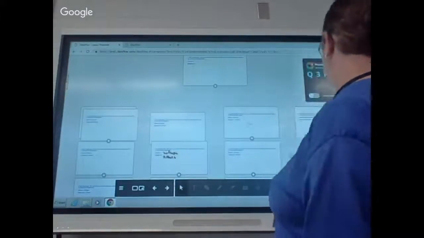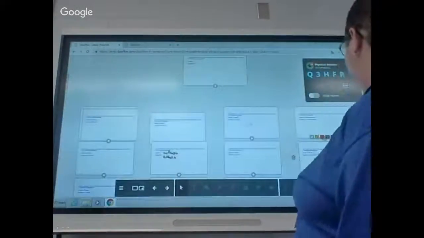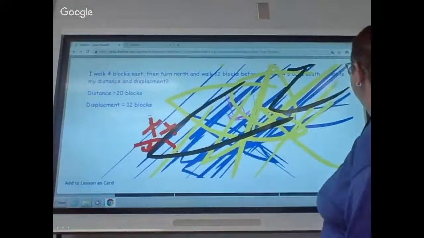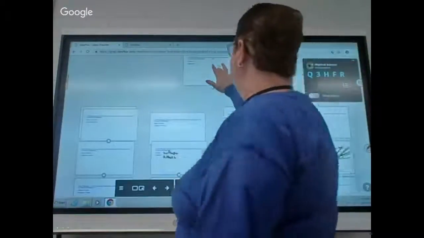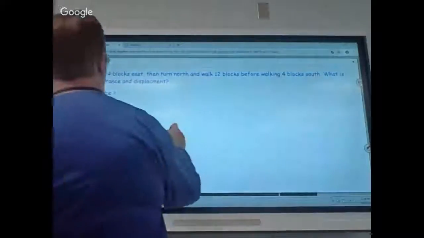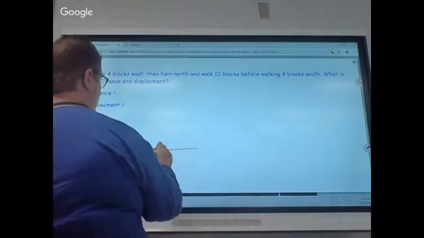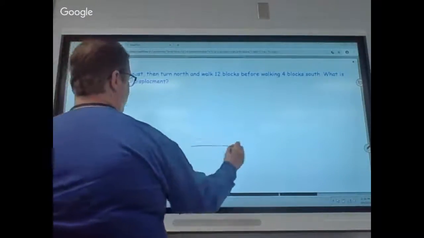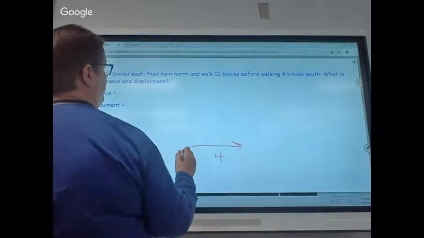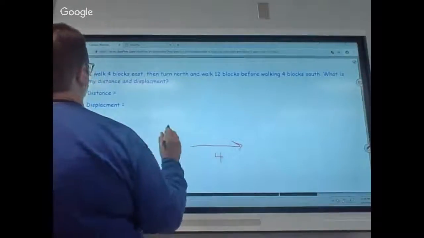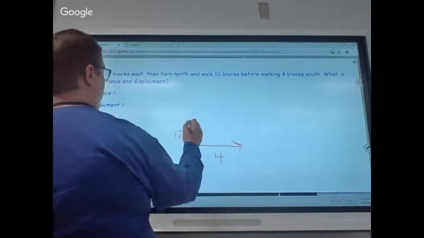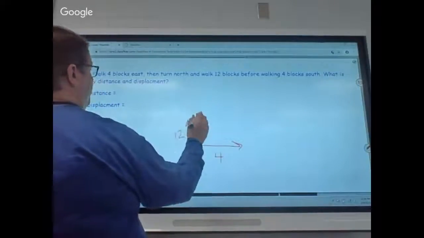Let's look at Picasso here. That ain't me because I got the right answer. Okay. So, for those people who might not have known how to do this, if we go 4 blocks, whoops, I'm drawing the wrong way. 4 blocks east, and then 12 blocks north, and then we walk 4 blocks south.